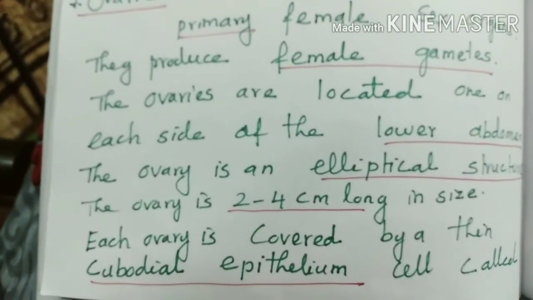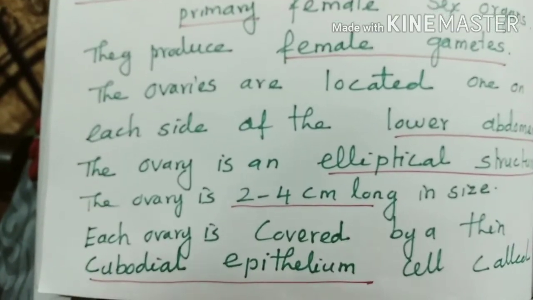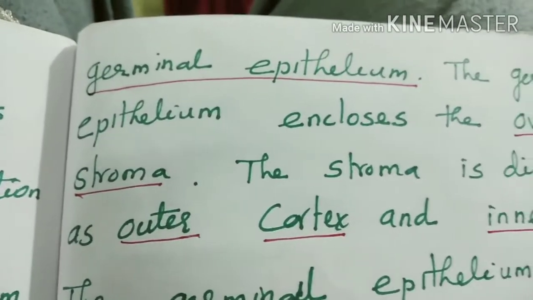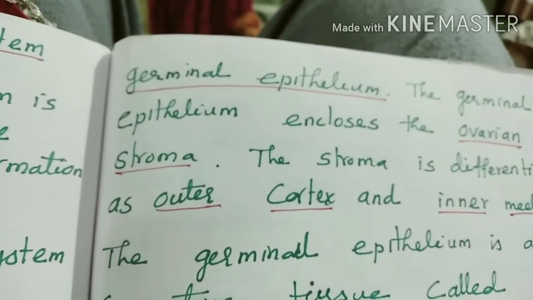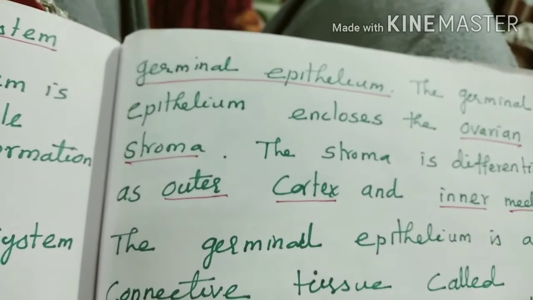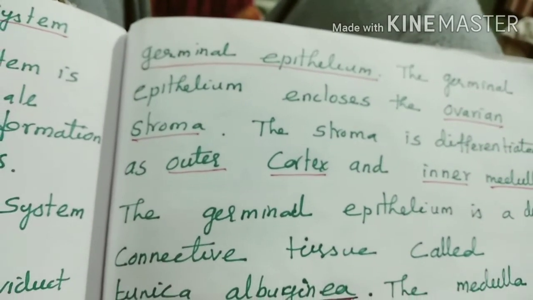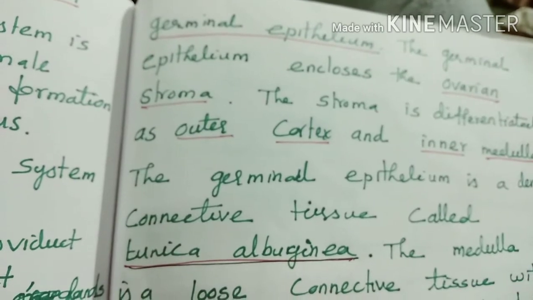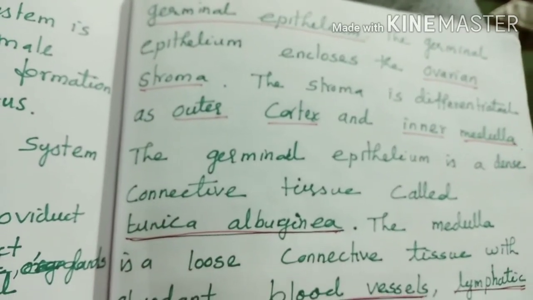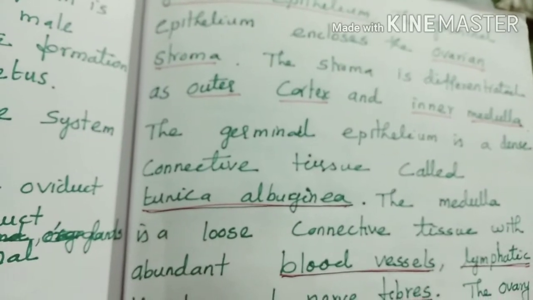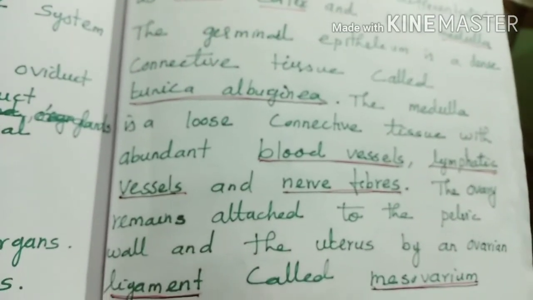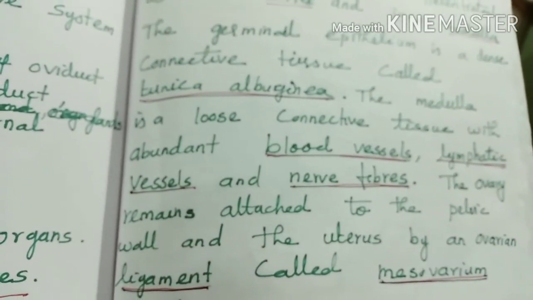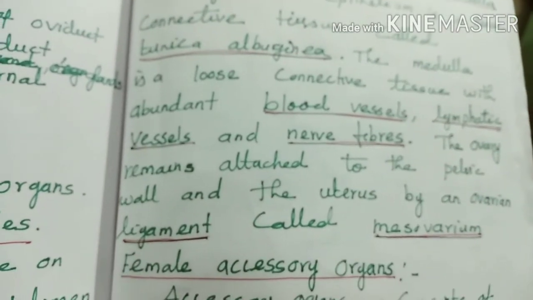Each ovary is covered by a thin cuboidal epithelium called germinal epithelium. The germinal epithelium encloses the ovarian stroma. The stroma is differentiated into outer cortex and inner medulla. The germinal epithelium is underlain by a connective tissue called tunica albuginea. The medulla is a loose connective tissue with abundant blood vessels, lymphatic vessels and nerve fibers. The ovary remains attached to the pelvic wall and the uterus by the ovarian ligament called mesovarium.